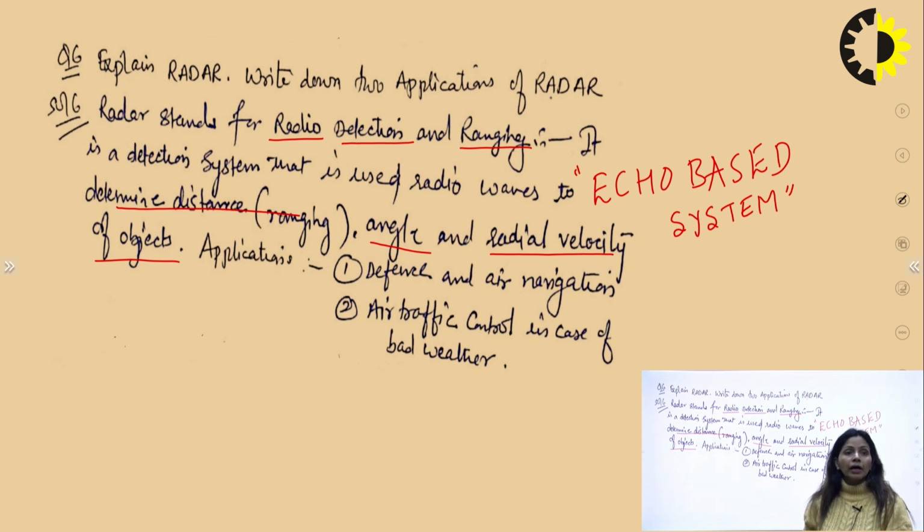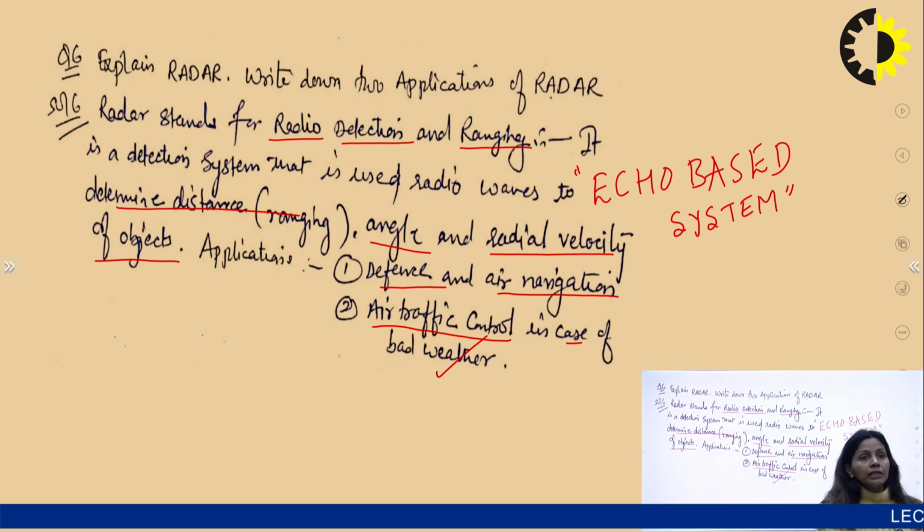Now the next part is write down 2 applications of radar. Just write down, everyone knows the applications of radar nowadays. It's common: defense and air navigation, air traffic control in case of bad weather, right? So similarly, you have to answer for 2 marks. There are 2 questions in this particular section. First is define radar, and then they are asking for 2 applications of radar. So you have to answer in this particular manner, right?